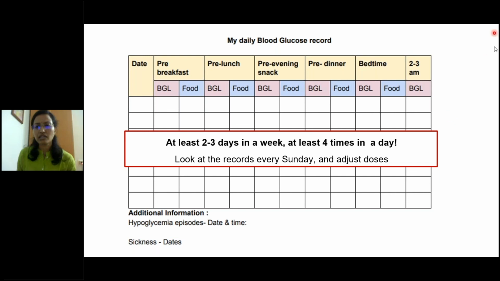So if money is an issue, we're going to at least check 2 to 3 days a week, for at least 4 times in a day. And then look at the records every week and adjust the doses accordingly.